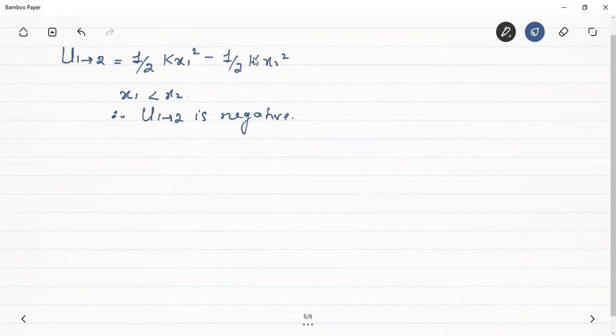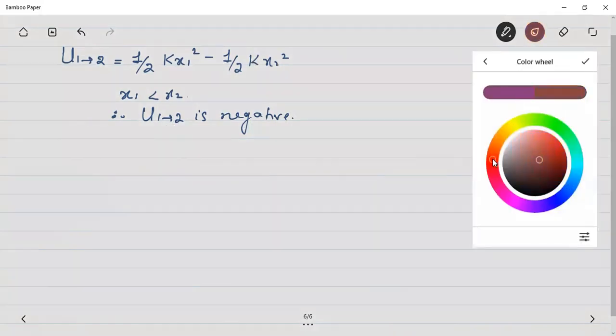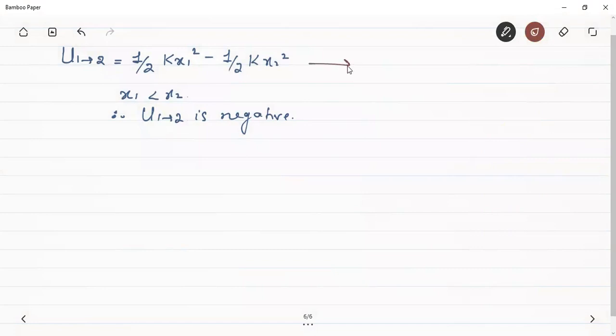Okay, now again see that this equation can be written as the difference of a function. It can be represented by the difference of the initial value of a function and the final value of a function. Just like in the previous case, the work done by the weight was represented by the initial value of the gravitational potential energy minus the final value of the gravitational potential energy.